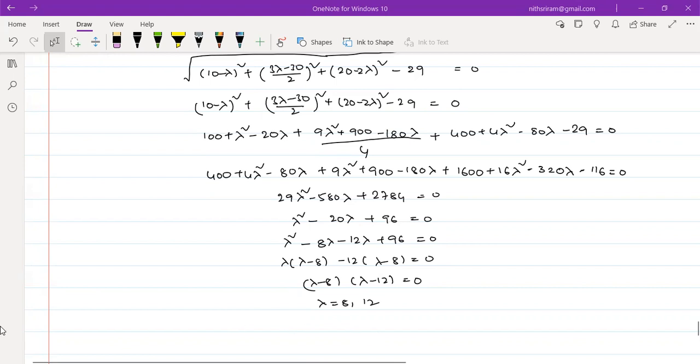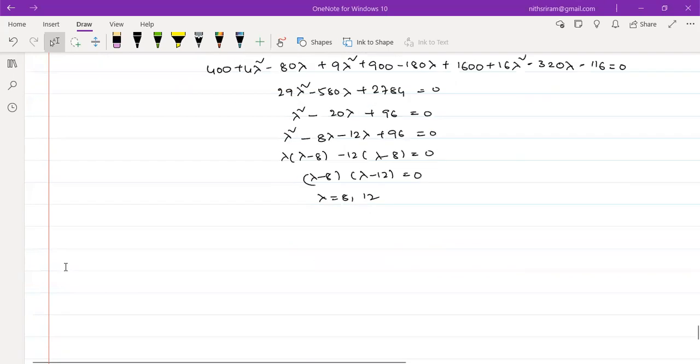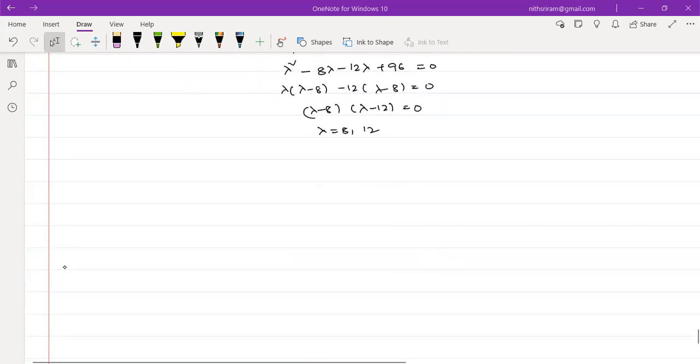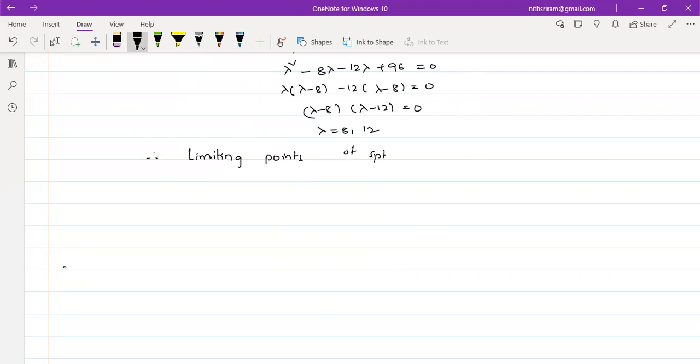So whenever we get the lambda values, then we can write the limiting points of 1. Therefore, the limiting points is, first put lambda is equal to 8 in equation 2, that is the center.